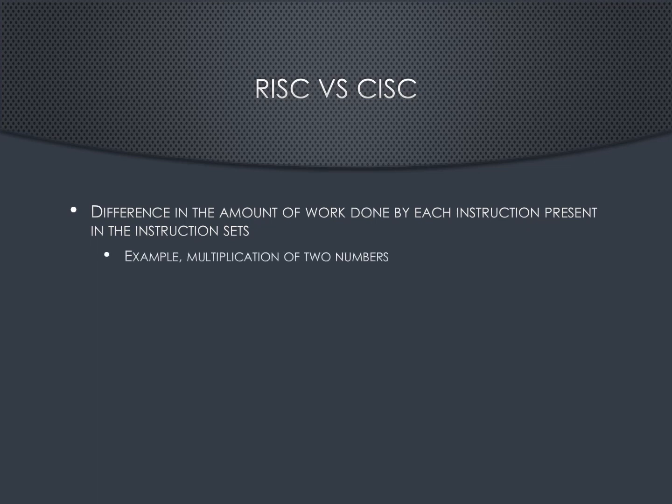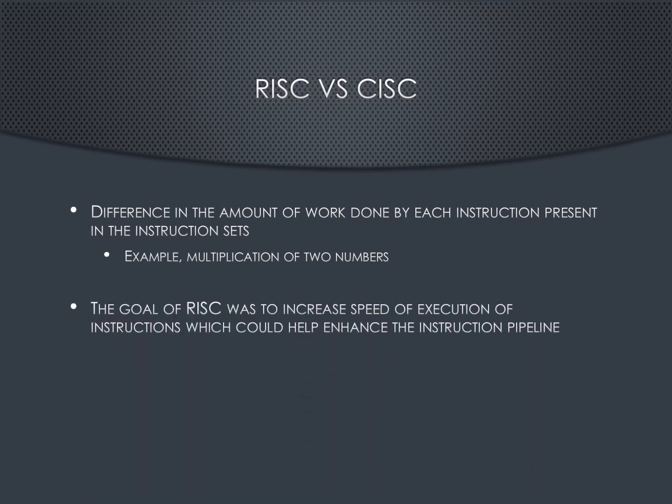For instance, if we want to multiply two numbers, RISC may require separate instructions for loading the operands, performing the multiplication, and storing the result back. CISC can, however, do all these operations using a single instruction.